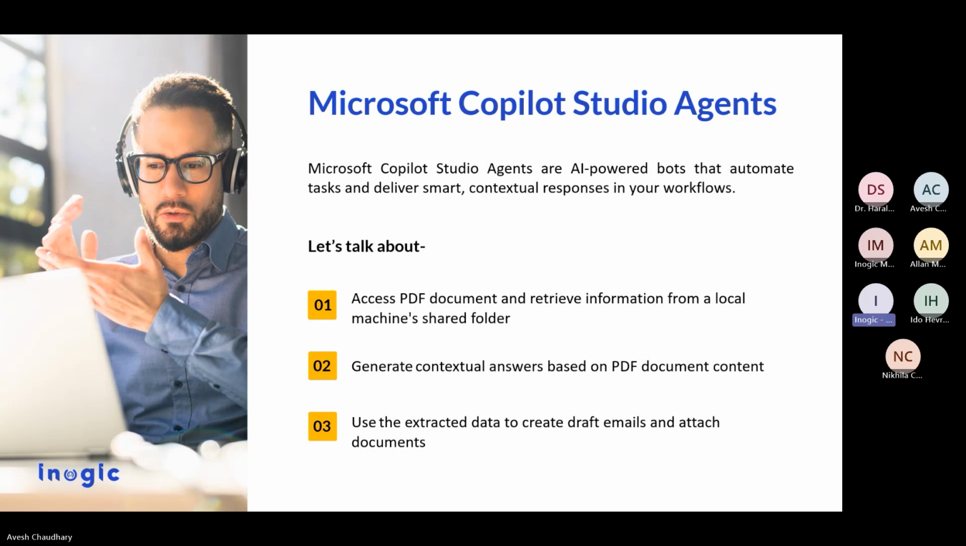Now, coming to our main topic, that is how to use Copilot Studio Agents with our local PDF files to generate responses and draft emails. Microsoft Copilot Studio Agents are like smart virtual assistants. They use AI to understand context and help automate tasks in real time. These bots can handle routine actions, answer questions, and deliver the right information when it's needed, saving time and improving efficiency.